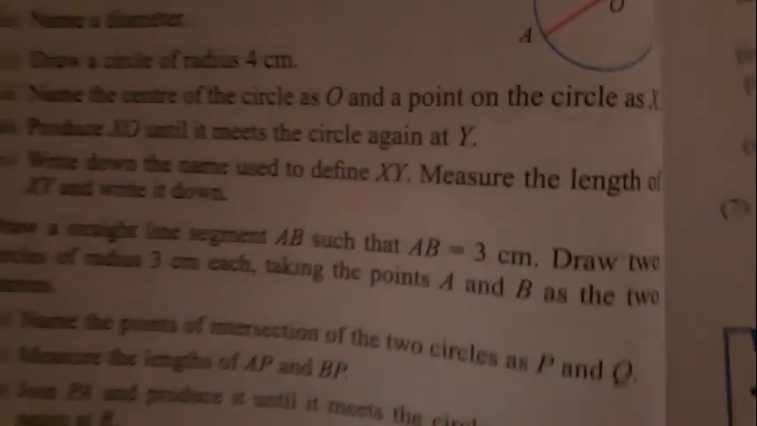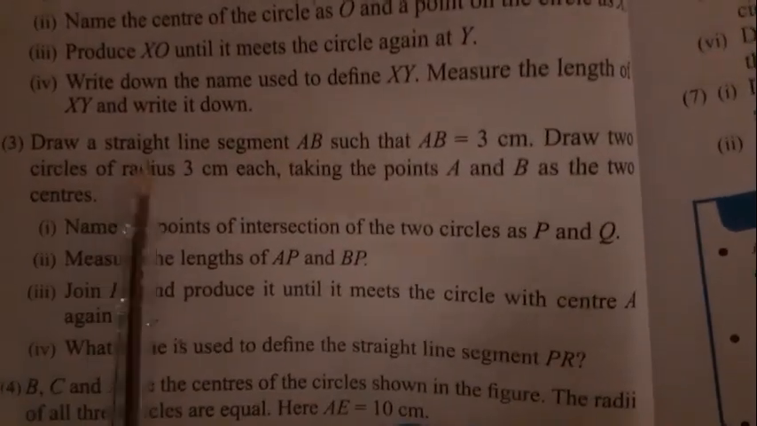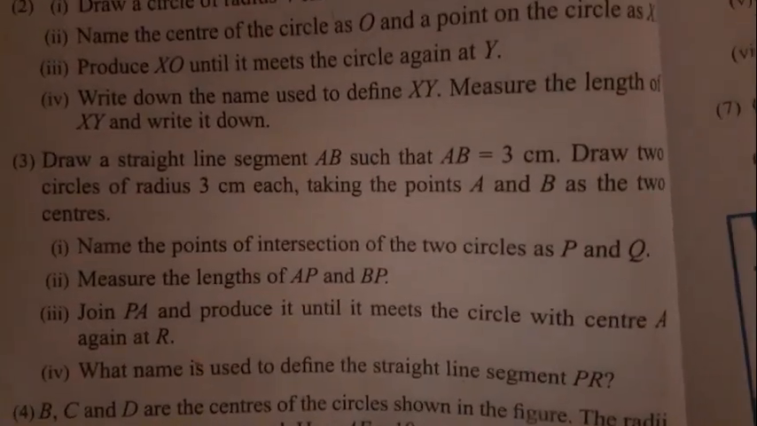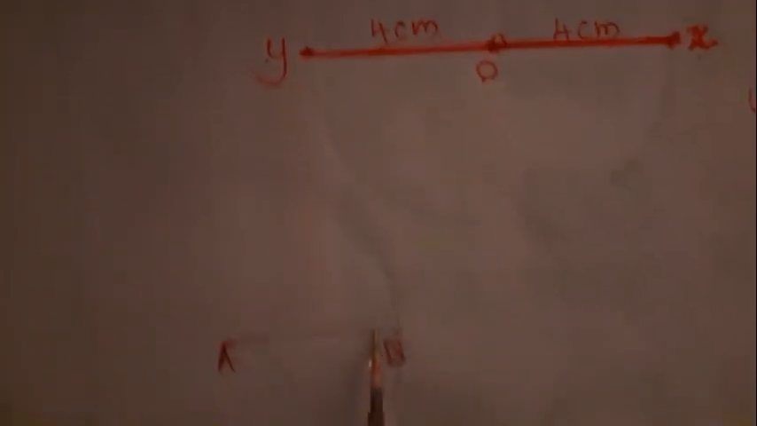Then question number 3. Now that I am going to explain. Draw the straight line segment AB. AB is 3 centimeters. Now I have drawn a line, that is AB. What is the distance? 3 centimeters.